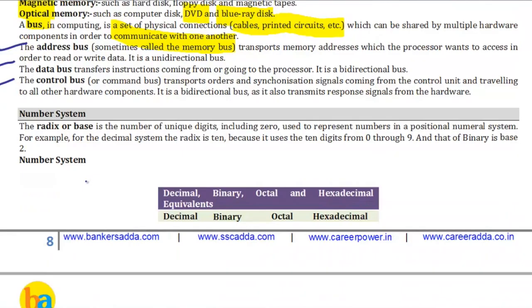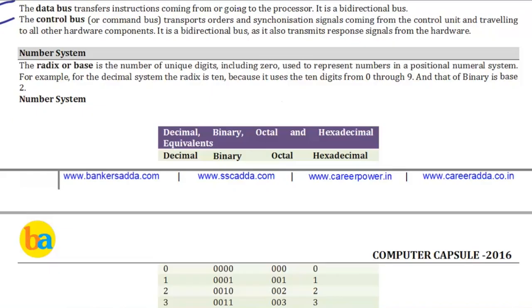Let us move on to our next topic, that is number system. Many students feel that this is a complex topic, but actually it can be really easy if you know some simple tricks or formulas. Let us understand what is meant by radix or base in a number system. Base is the number of unique digits including zero used to represent numbers in the positional numeral system.